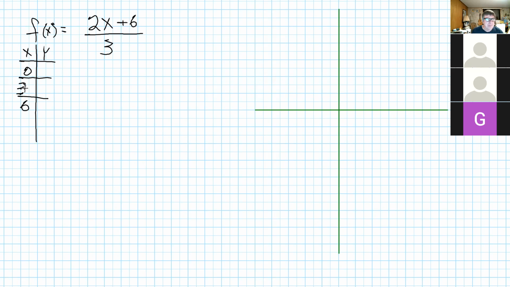Okay, if x is 0, what's 2 times 0? 0. Plus 6, 6. 6 divided by 3 is 2. Maybe if I do it a piece at a time. If x is 3, what's 2 times 3? 6. What's 6 plus 6? 12. What's 12 divided by 3? 4.